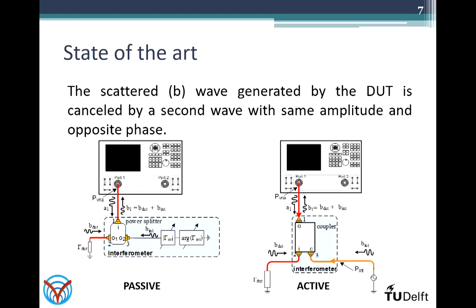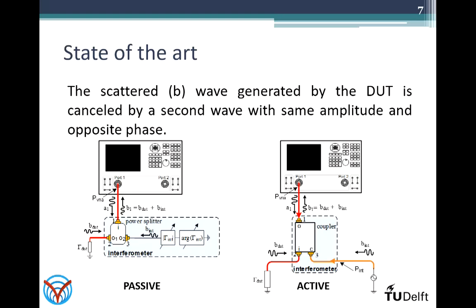A passive interferometer consists of a power splitter and a well-known reference impedance. This impedance is used to generate a B wave that is going to interact with the scattered wave coming from the DUT. If this is a single impedance, the result will be that versus frequency, there will be a frequency point in which the 2 waves will cancel each other, when their magnitude will be the same, and when their phase will be opposite.